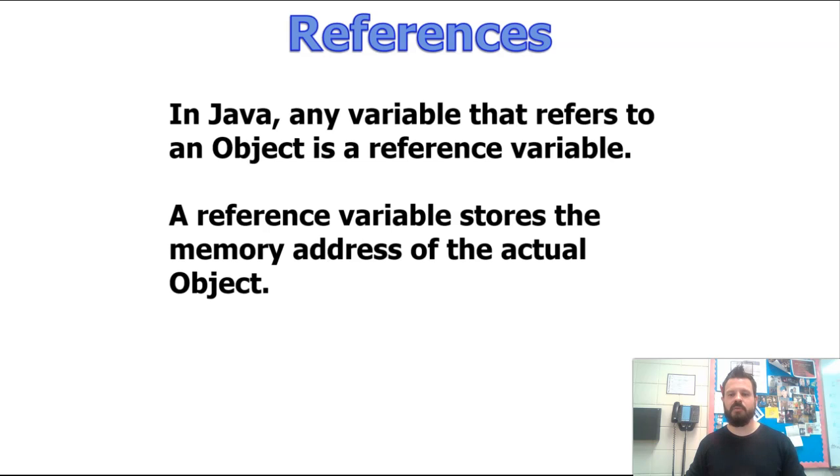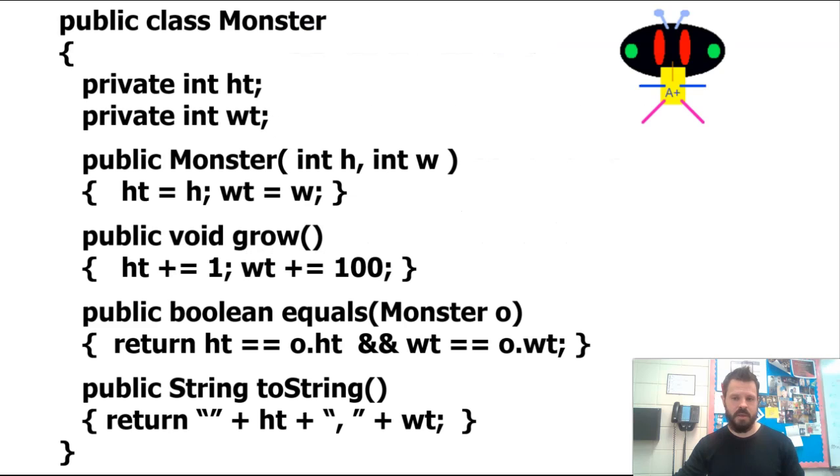So first thing we're going to review or remind you about is the idea of a reference variable in Java. We'll just say references. In Java, any variable that refers to an object is a reference variable, and we'd say the reference variable stores the memory address of the actual object. So again, in Java, when we create variables to store objects, they don't actually physically hold all the information of that object themselves. They store the address of where I can find that object and all its information off somewhere else in the memory.